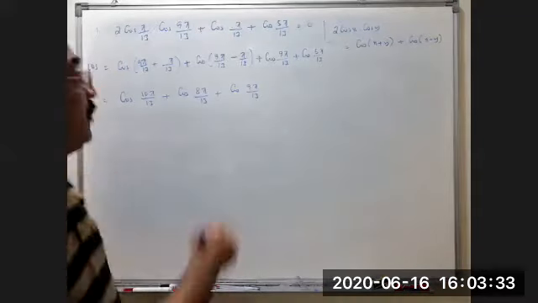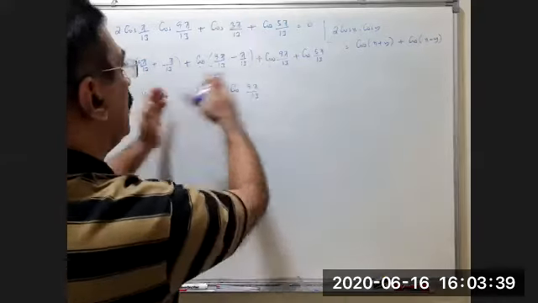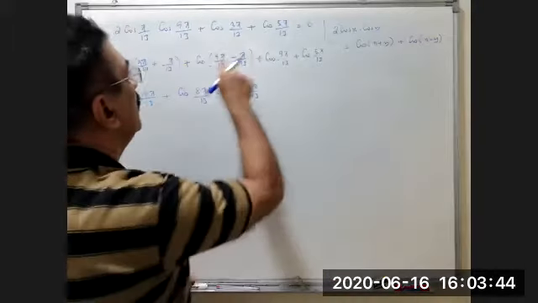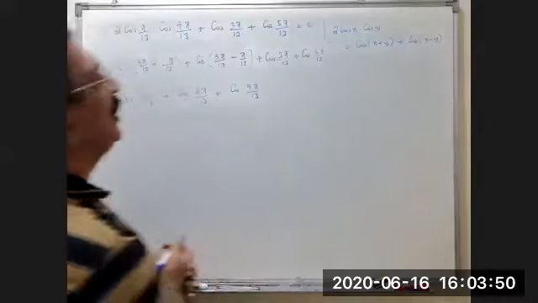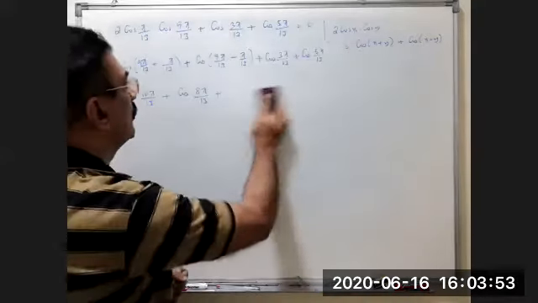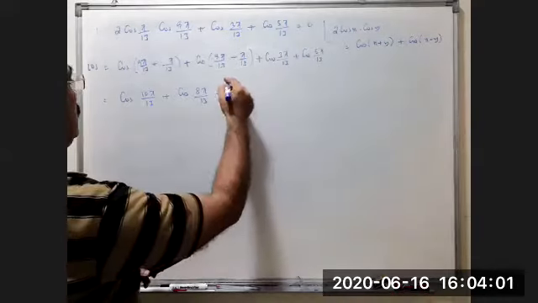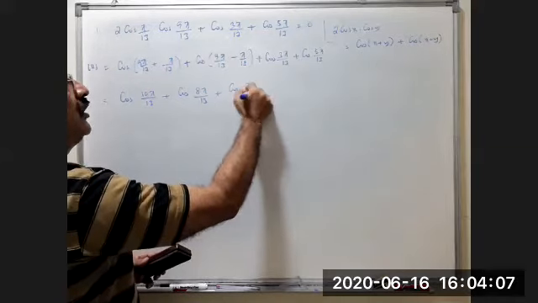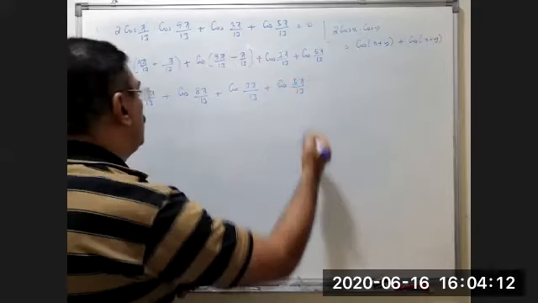It was 3 pi by 30. I was wondering why I'm not getting it, why we have to get a common factor. So this is 3 pi by 30. Now I get it. So cos 3 pi by 30 plus cos 5 pi by 30.